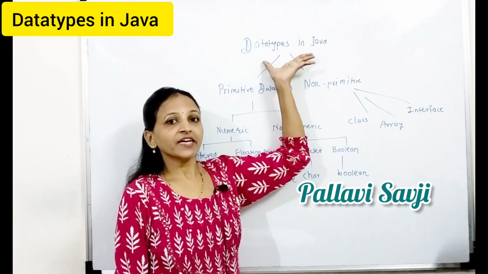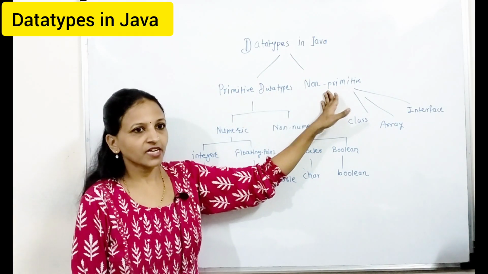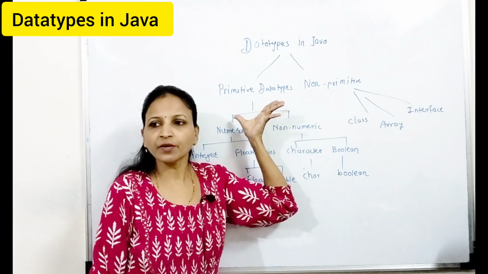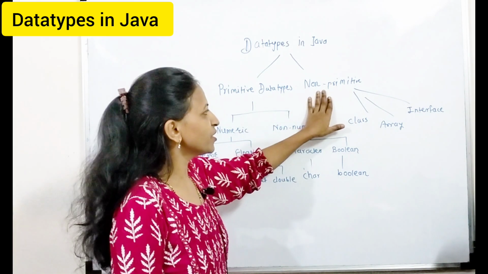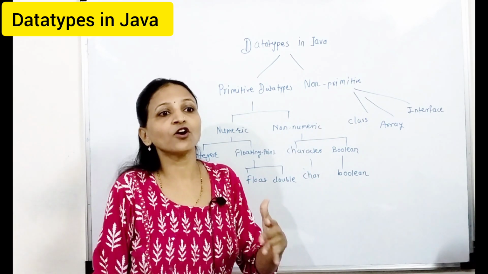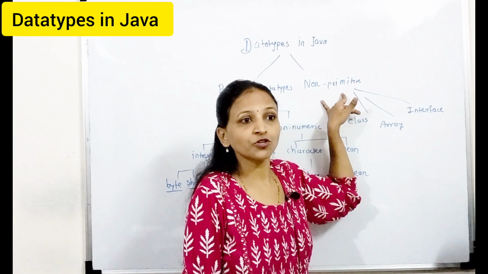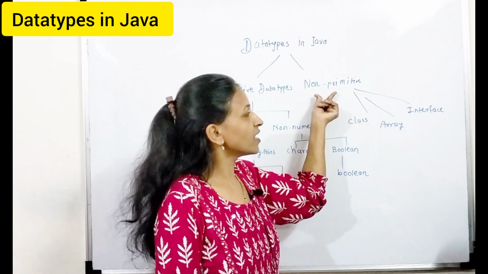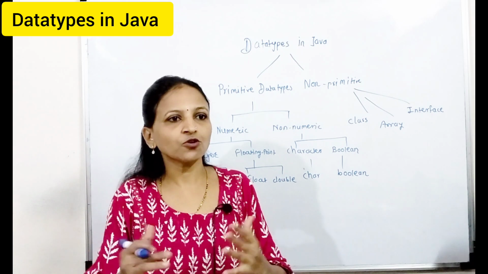Here I am going to explain data types in Java. There are basically two categories of data types, primitive and non-primitive. Primitive means basic data types, and non-primitive means derived or user defined data types come under this non-primitive category. Also you can say that these are composite data types. Composite means there is a group.